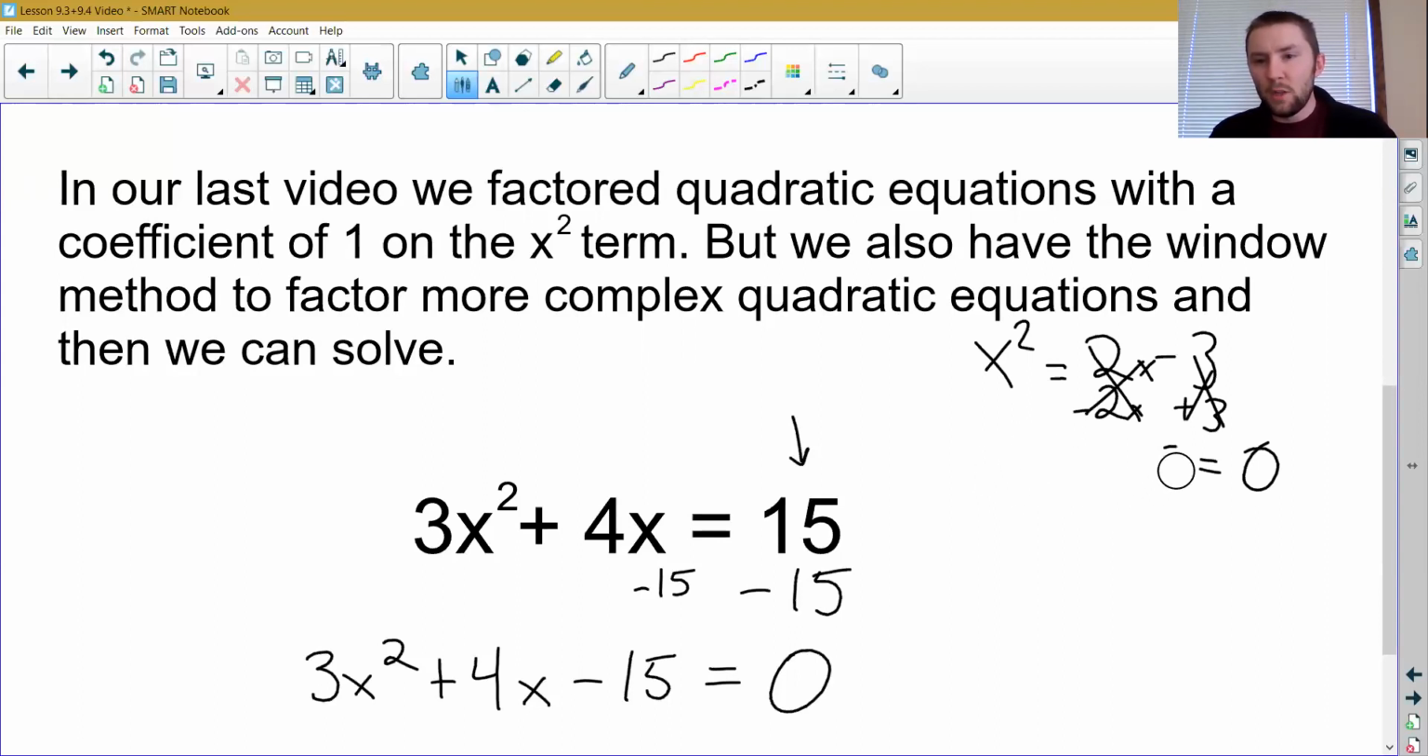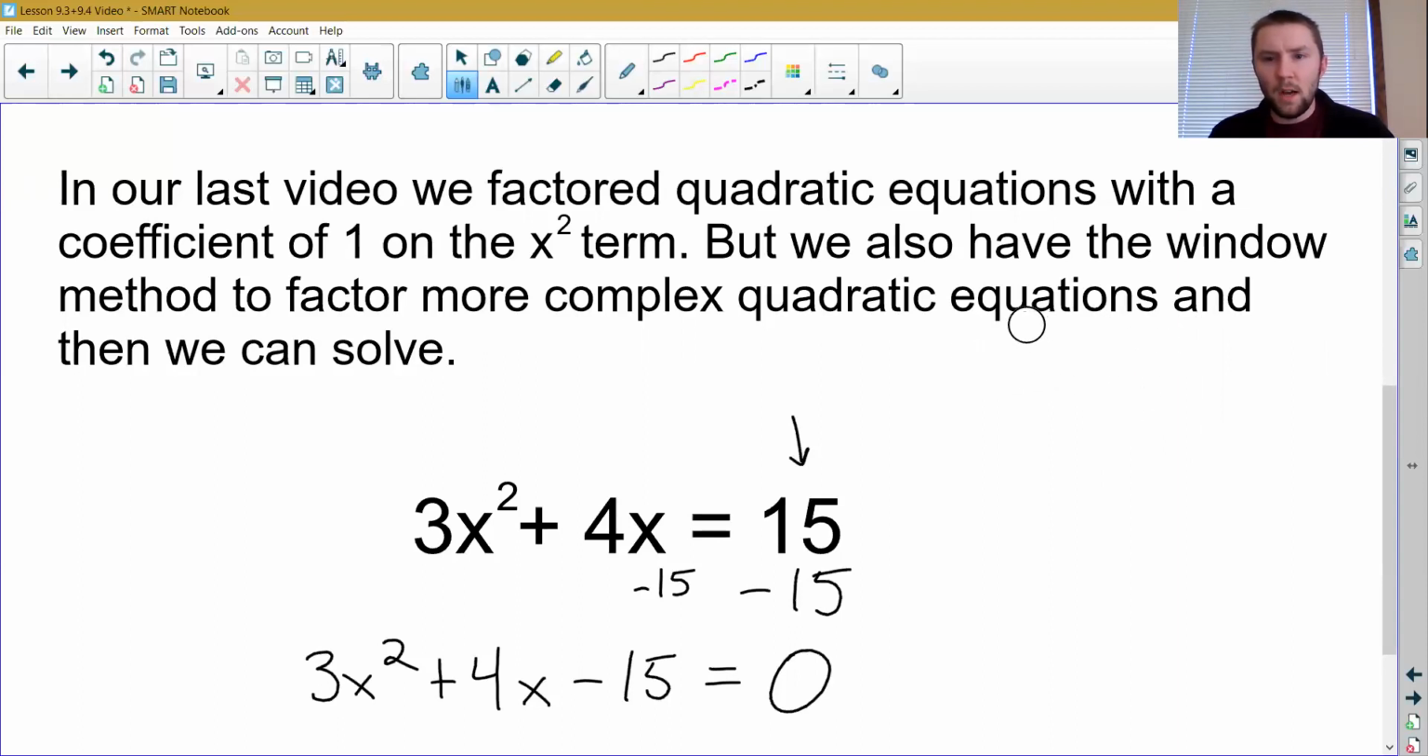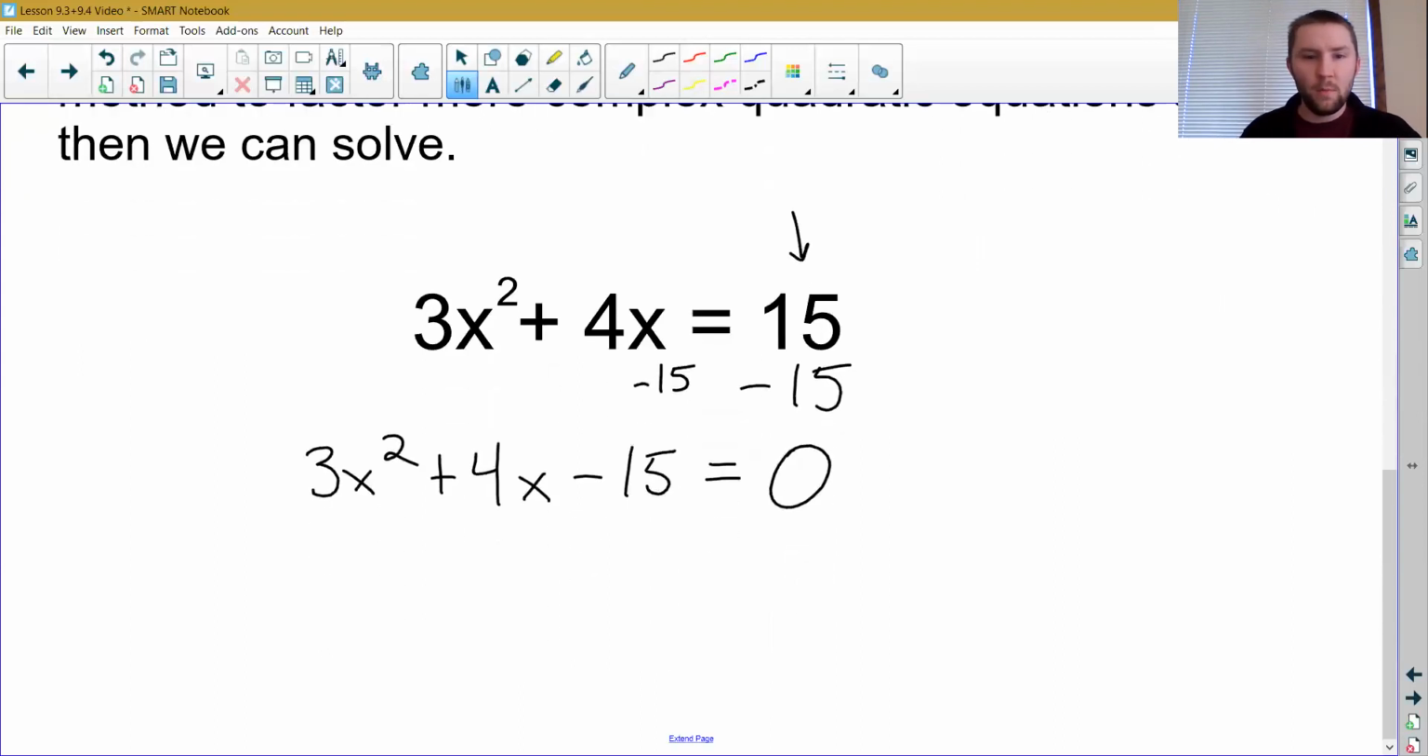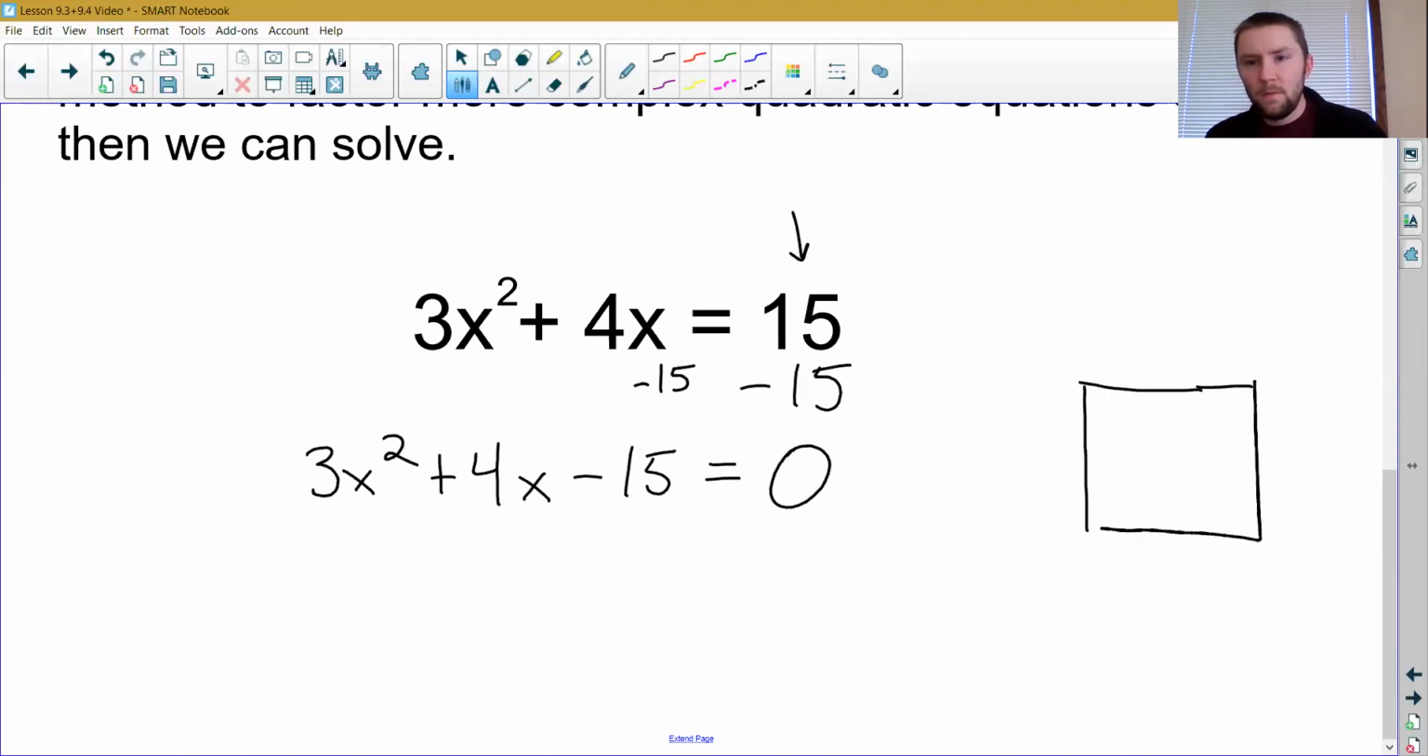So we're going to focus back in on our window method example here. 3x squared plus 4x minus 15 equals 0. So I'm going to go ahead and try to factor this with the window method, and I'm going to try to make this quadratic equation into those two sets of parentheses, okay? So if I make myself a window over here, and I start filling it in with my 3x squared here and my minus 15 here, if I multiply those together, I get negative 45, right?